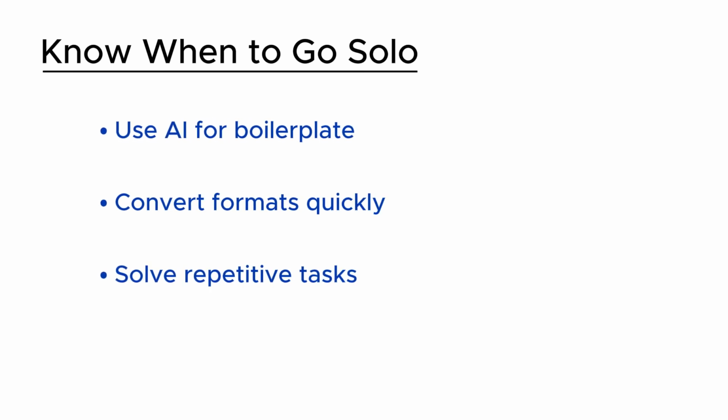Another best practice is knowing when to use AI and when to code on your own. AI is excellent for boilerplate code, converting formats, and solving repetitive problems. But for complex, novel logic or deeply custom components, sometimes it's faster and more effective to just write the code yourself. A good developer knows when to rely on a tool and when to rely on their own expertise. The goal is to be a better coder, not just a faster prompter.